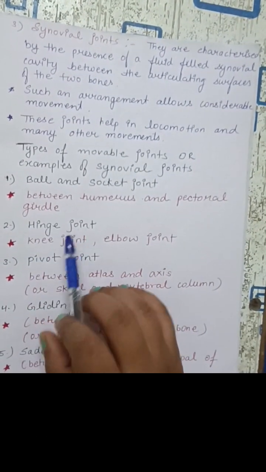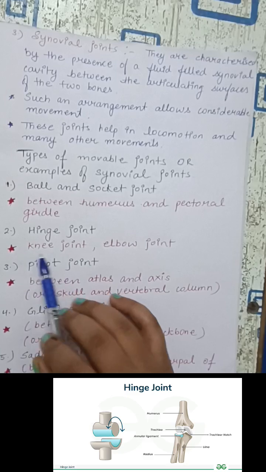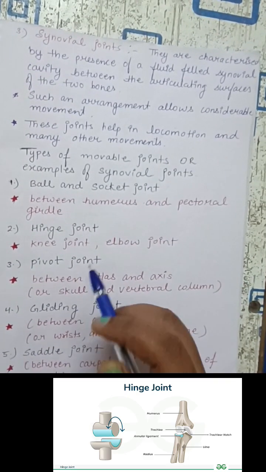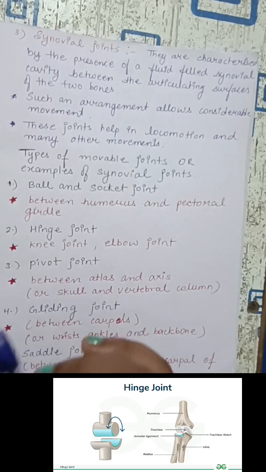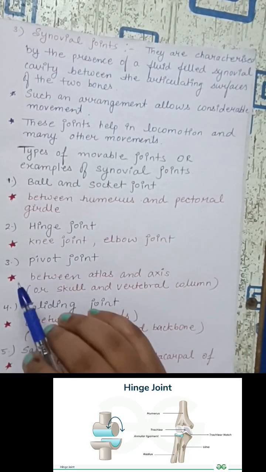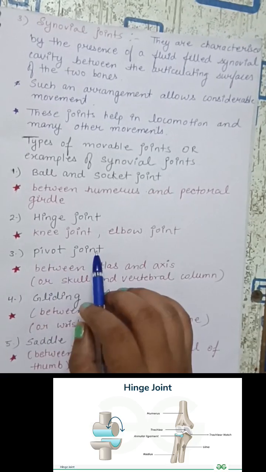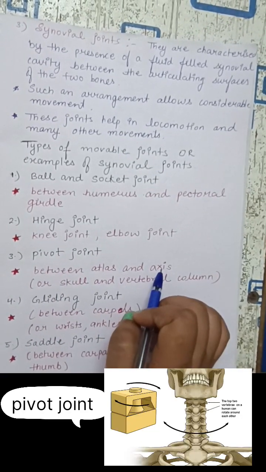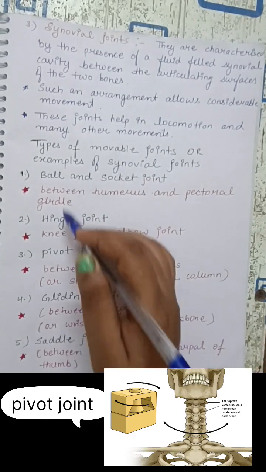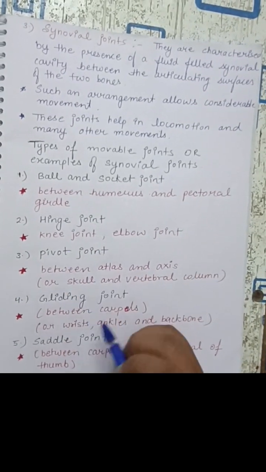Now next is the hinge joint. A hinge joint is present in our knee and elbow. It allows backward and downward movement, like I can move my hand up and down. Next is the pivot joint. The pivot joint is present between the atlas and axis, or we can say between the skull and the vertebral column. Between our skull and vertebral column, a pivot joint is there.